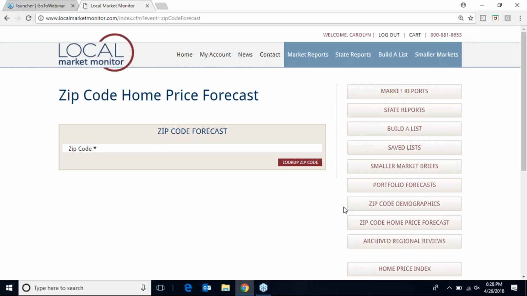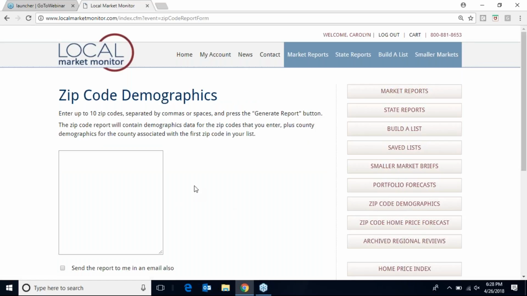Got it. And then the last feature I want to make you aware of is that there's also what we call a zip code demographics report.